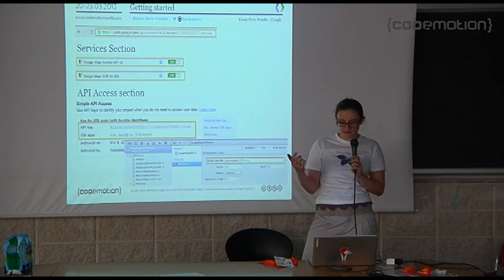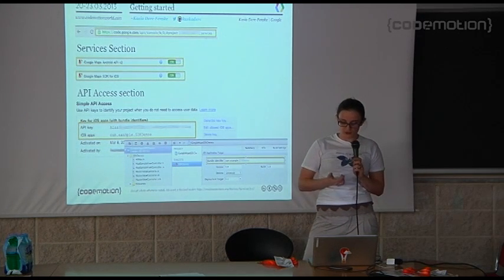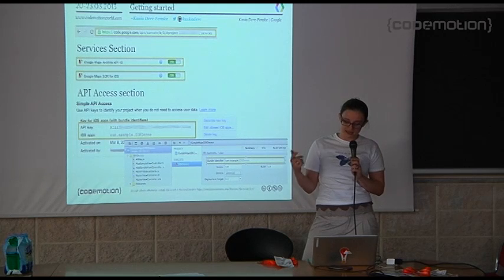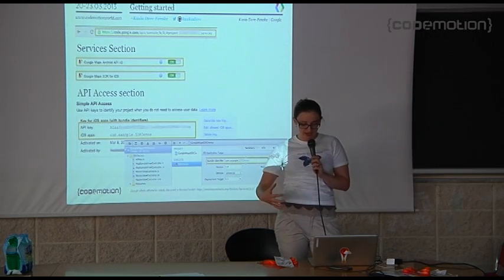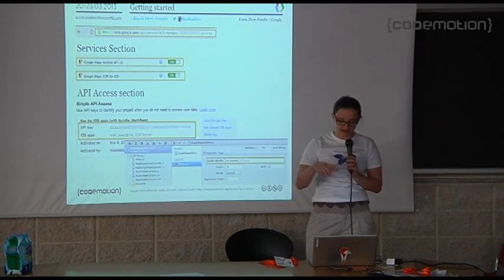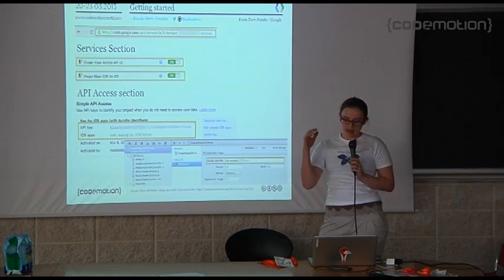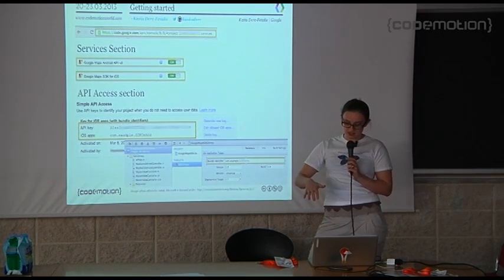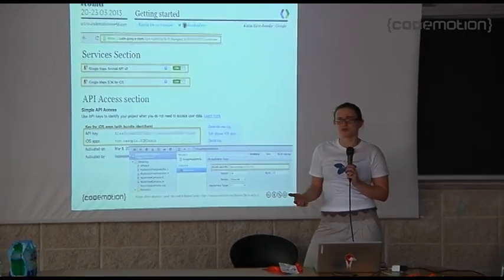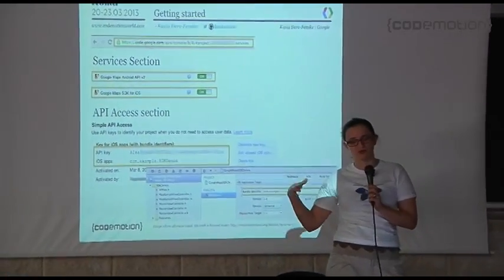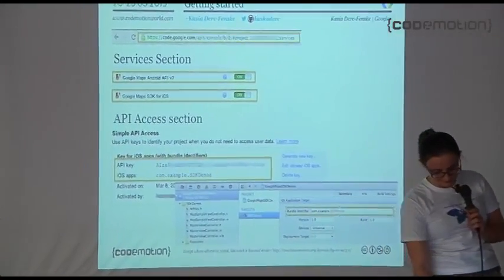In order to enable the APIs, you have to go to the Google Developer Console at code.google.com/apis/console. Create a project and enable the APIs. The API names are Google Maps Android API v2 and Google Maps SDK for iOS. Then in the APIs access section, you configure access rules. You say what bundle IDs are allowed to contact your app, or you put in a fingerprint.